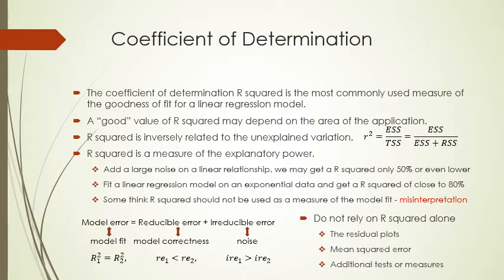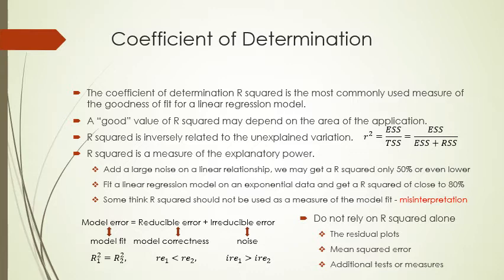The coefficient of determination is the explained sum of squares divided by the total sum of squares, which is the sum of the explained sum of squares and the residual sum of squares. So, R² is a measure of explanatory power, and it is inversely related to the unexplainable variation, which is noise. Some people doubt the usefulness of R² as a measure of the model fit.